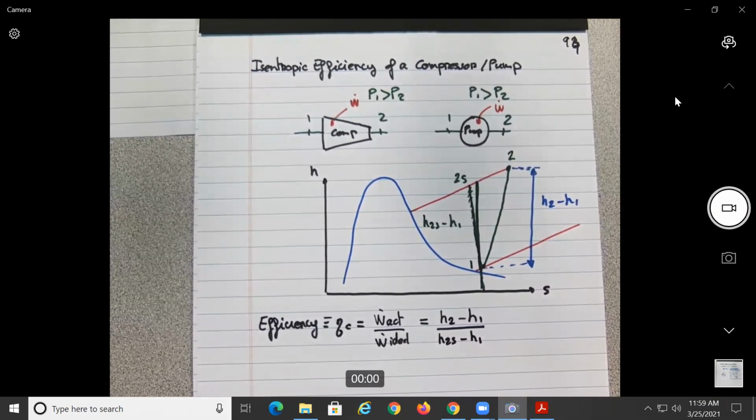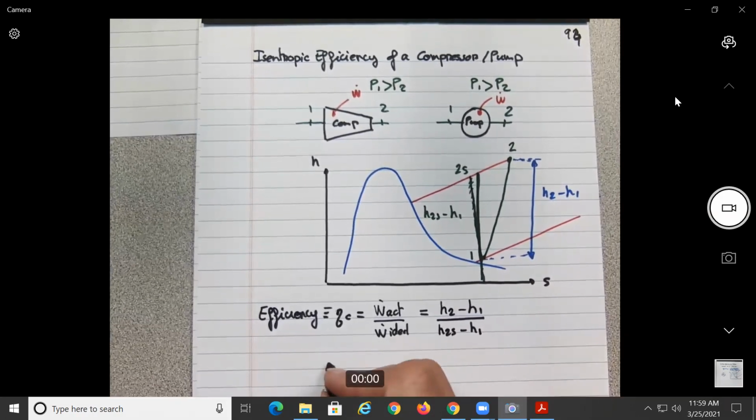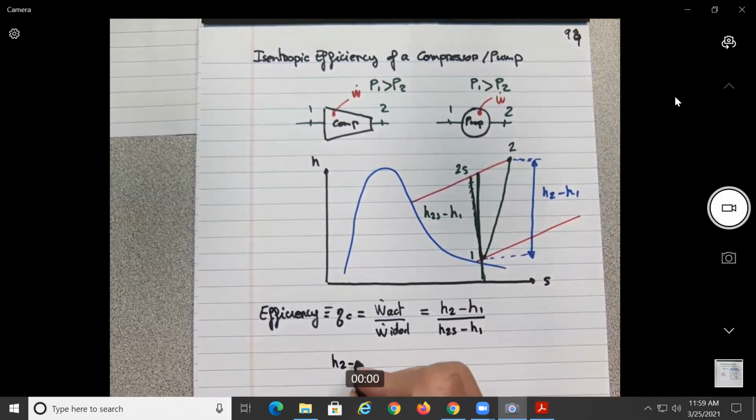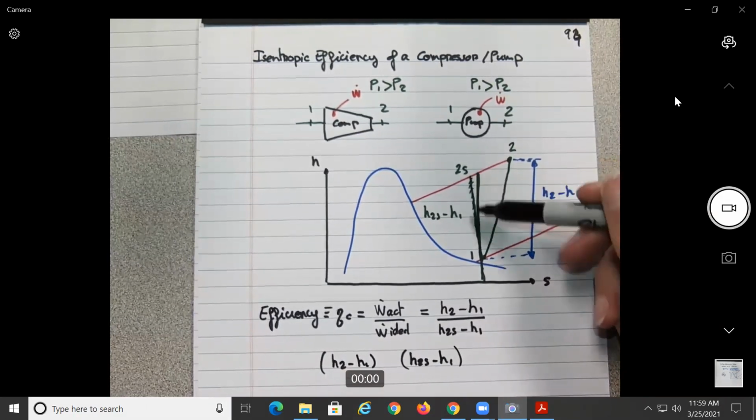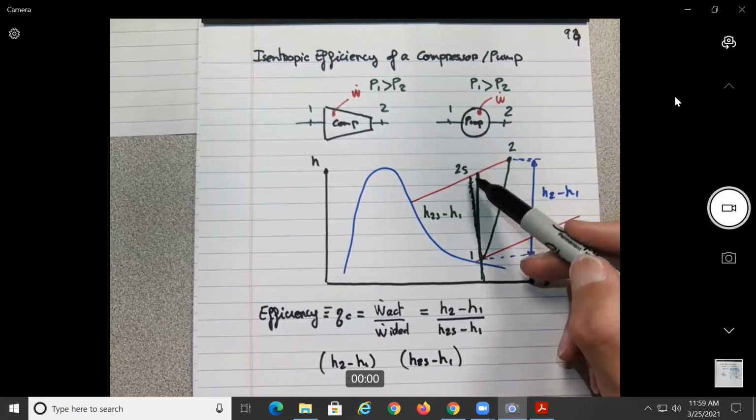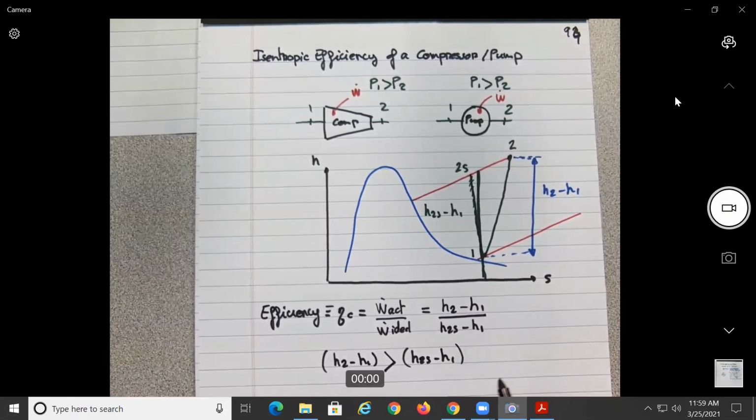Okay, but now pay attention. Which one is bigger, H2 minus H1 or H2s minus H1? H2 minus H1, no? So if that is the case, the efficiency is always going to be higher than 1. Does that make sense? No, okay?